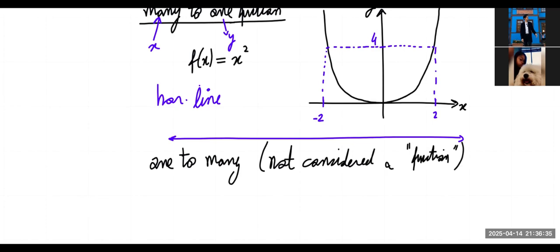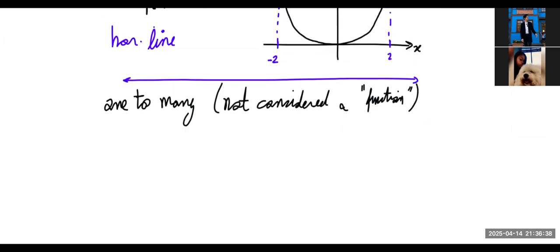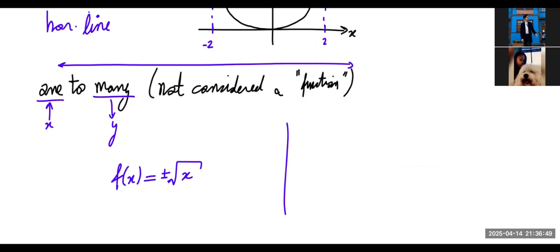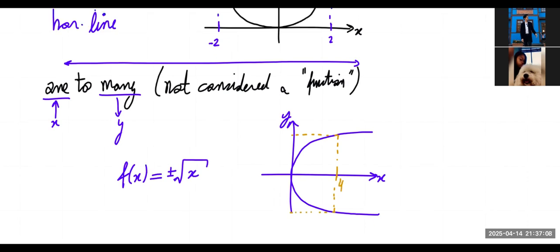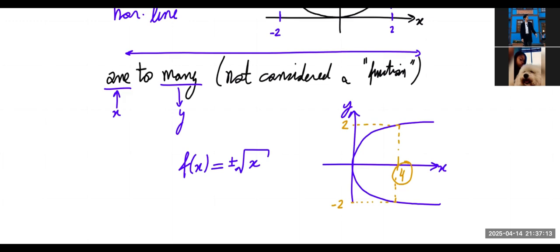Okay. Now, what is this? This happens when one x value gives you multiple y values. For example, this guy. This graph looks like this. You see that for this x value, you get that y value and also this y value. For example, when x is 4, y can be 2, y can be minus 2. So for the same single x value, you get multiple y values.